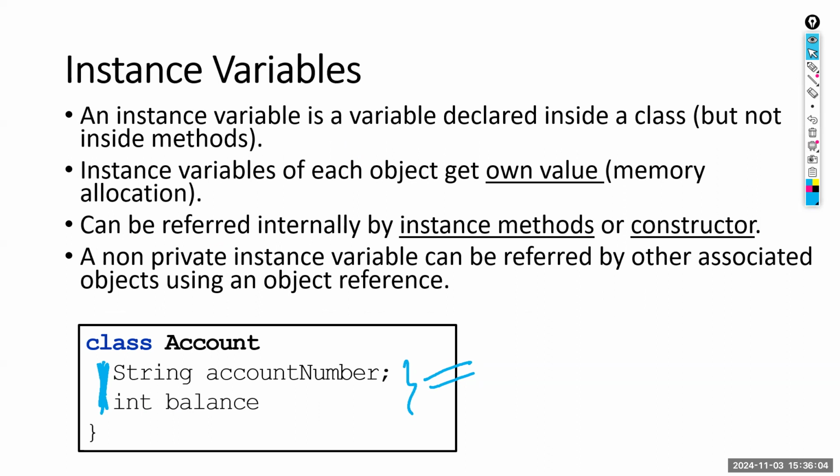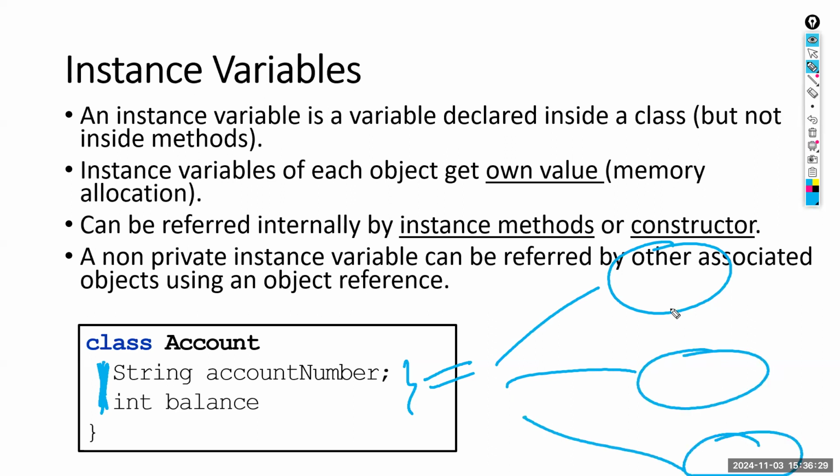So how do you decide whether it's an instance variable or class variable? Instance variable means every instance. Instance is another name for object because from a class you can create objects. So if every instance gets its own value, then it's an instance variable. You create one account object, another account object, another account object, and every account object has its own value. It's not shared. So then you make it an instance variable.